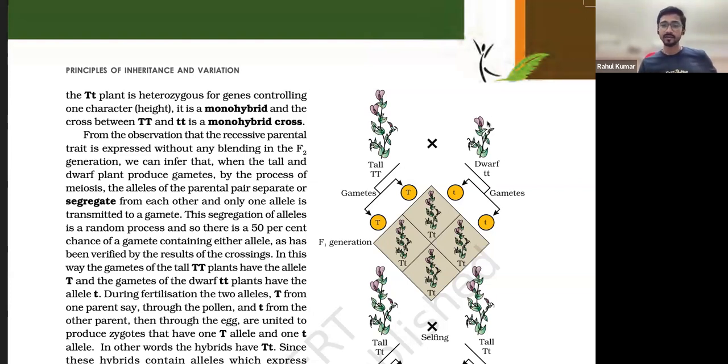Now, let's say you were Mendel, you took a tall plant, but that tall plant happened to be capital T, small t, and you did this cross. So you crossed a capital T, small t with a small t, small t. Just do that cross right now in your notebooks quickly and tell me the genotypic and phenotypic ratio.